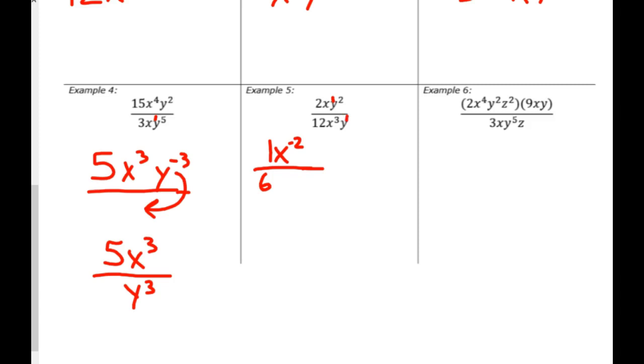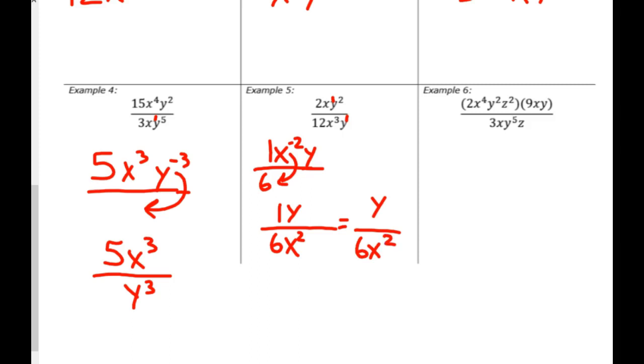And 2 minus 1 for the y is just a regular y on top. Now remember, negative exponent means it's going to go to the bottom. So y was still on top, but x to the negative 2 on top becomes x to the second power on the bottom. Okay. And usually you don't have that 1 in front of that y. You just have y over 6x squared.